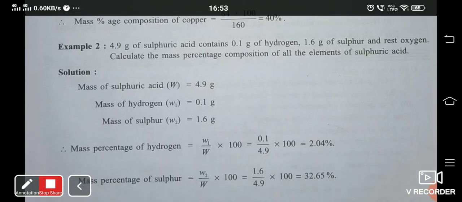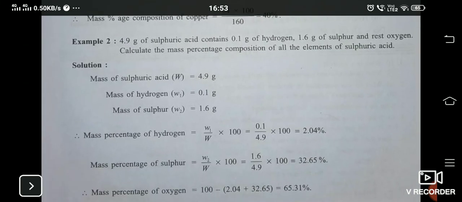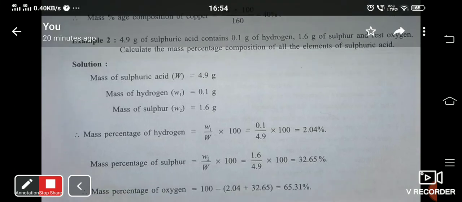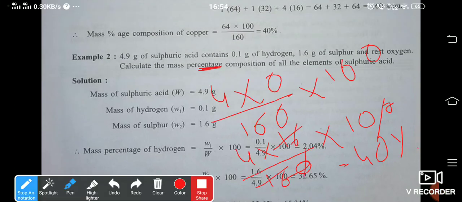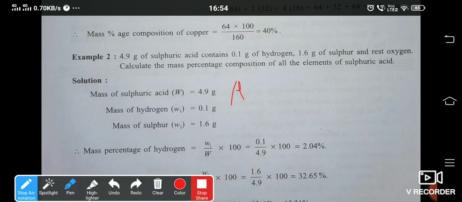Let's take one more example so that things are more clear. Here it says 4.9 gram sulfuric acid contains 0.1 gram hydrogen, 1.6 gram sulfur and rest oxygen. Because in sulfuric acid your molecular formula is H2SO4. Now you have 2 atoms of hydrogen, 1 atom of sulfur and 4 atoms of oxygen. So the mass of sulfuric acid is given, in the question it is 4.9 gram. Mass of hydrogen is given as 0.1 gram. Mass of sulfur is given as 1.6 gram.